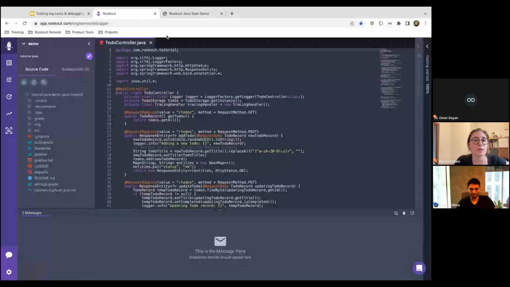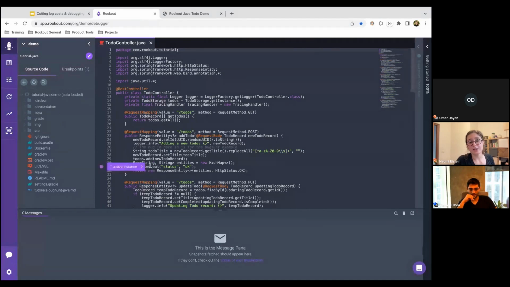So this is Rookout, and here I'm looking at the source code of a project, a to-do app, a very simple production application where I can add items, remove items, update items, mark them as completed. And I'm going to look at this function, add to do. I'm going to add a non-breaking breakpoint. That means that every time this line is hit, I'll get a snapshot, but I will not stop the code from running. And then I'm going to add an item to my to-do list.